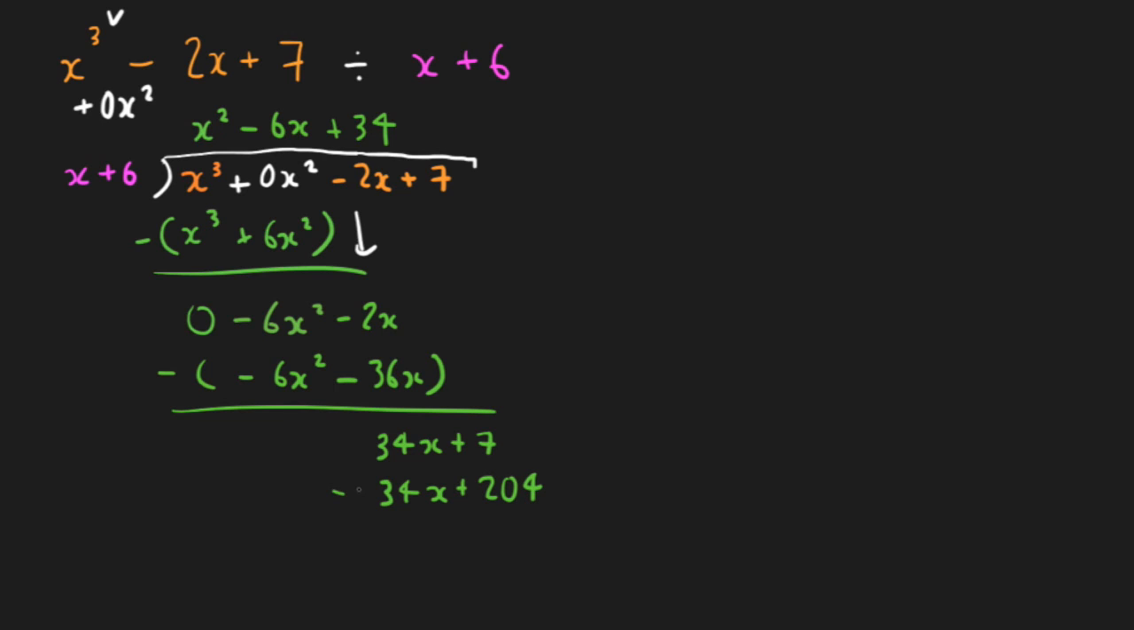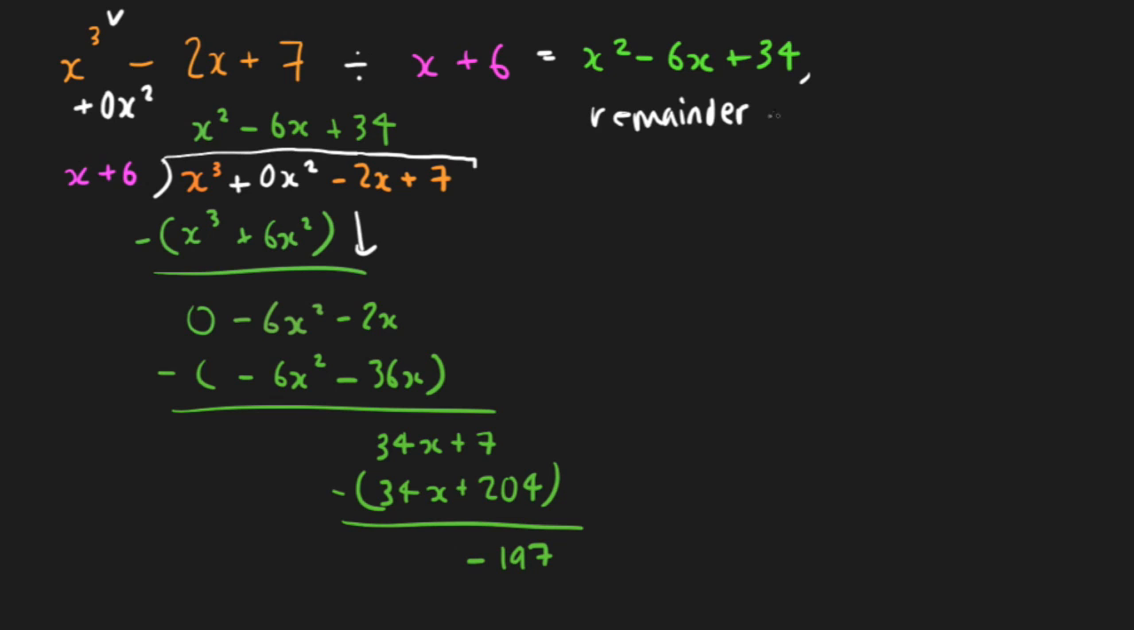So this is going to be a pain to subtract, but that's okay. So our remainder is negative 197. Okay, and we can't go any further because x plus 6 does not go into negative 197. So that's our answer. Our answer to this question is x squared minus 6x plus 34, all right, with a remainder of negative 197. I hope that gives you a better understanding of polynomial long division.